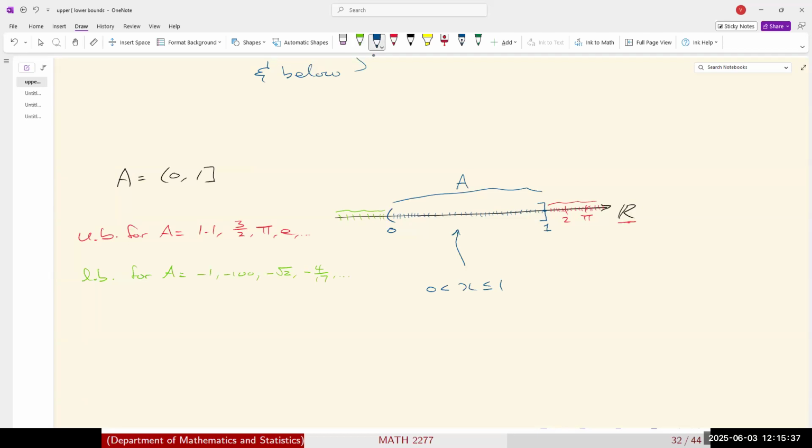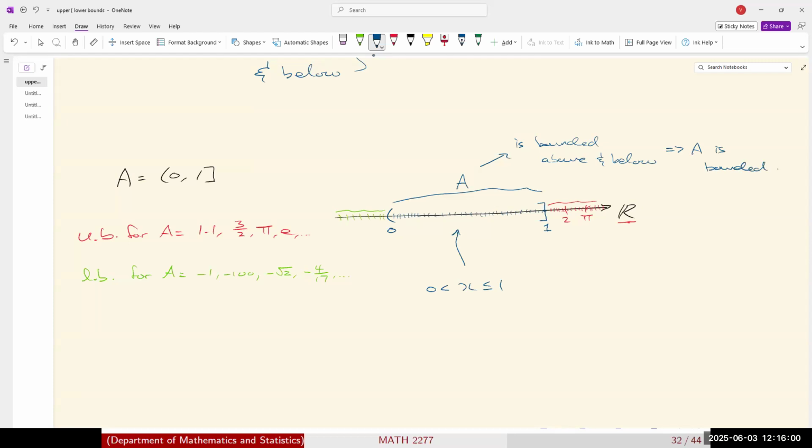Therefore, A is bounded above and below, okay? Because it has upper bounds and it has lower bounds. Therefore, A is bounded.